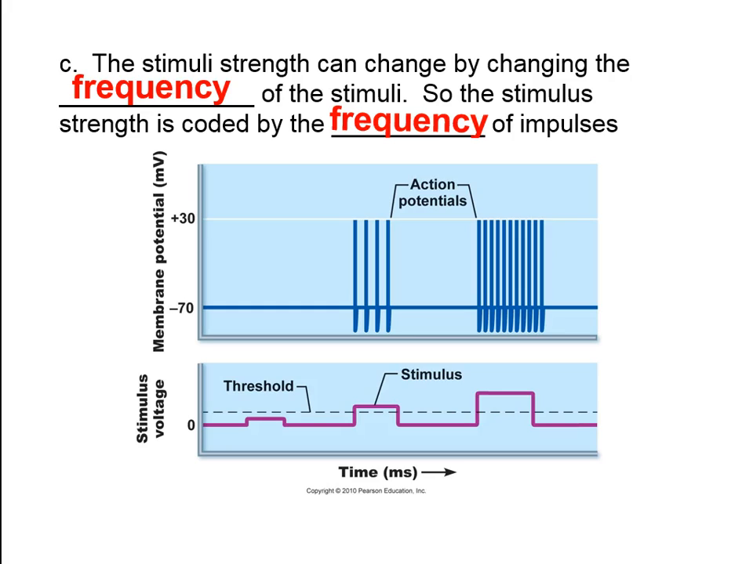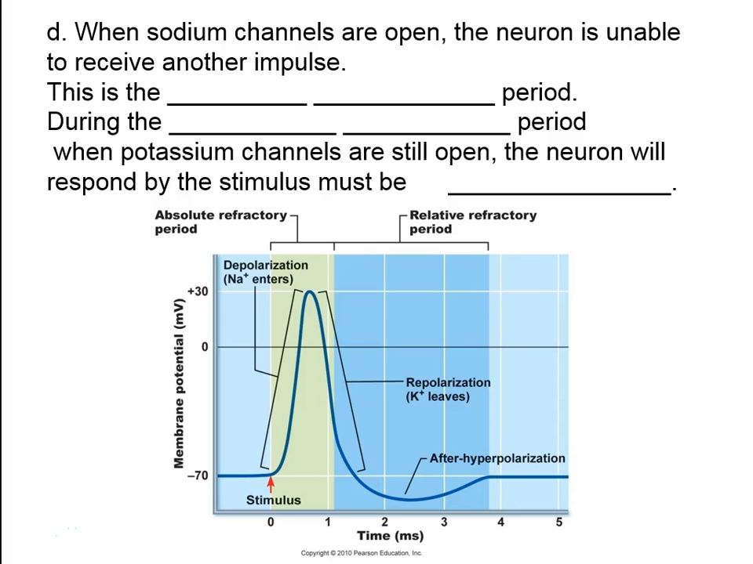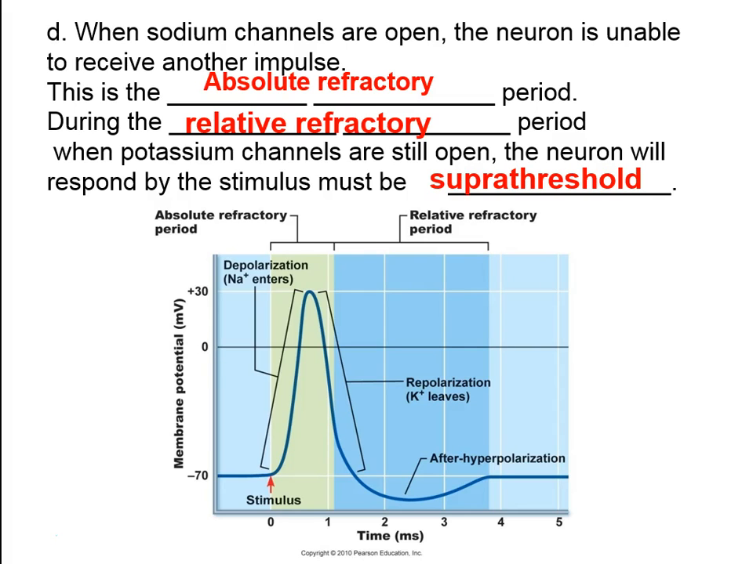So that stimulus strength is a lot more than one that's like that. When sodium channels are open, the neuron is unable to receive another impulse. This is during the absolute refractory period. But during the relative refractory period, when potassium channels are still open, the neuron will respond to a suprathreshold stimulus.